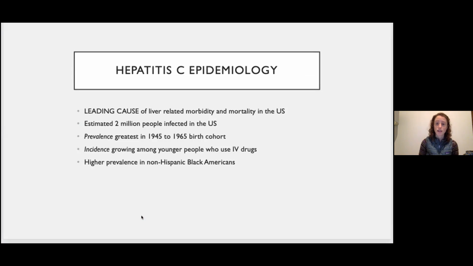who use IV drugs. So the rate of new cases, and really the epidemic that we talk about of hepatitis C, is within the community who use IV drugs. And there is a higher prevalence in non-Hispanic Black Americans, and that's based on NHANES and National Vital Statistics data, which doesn't even include patients who are incarcerated.